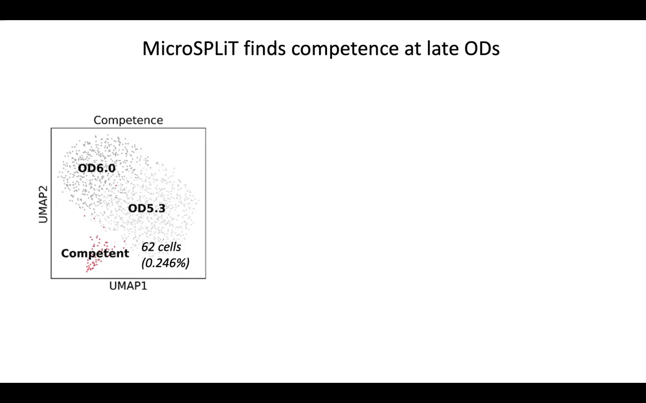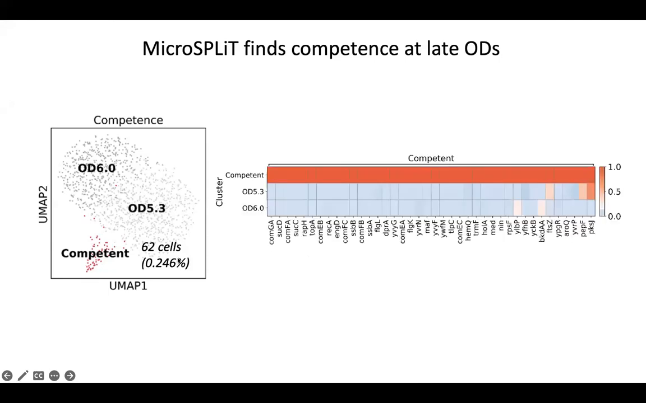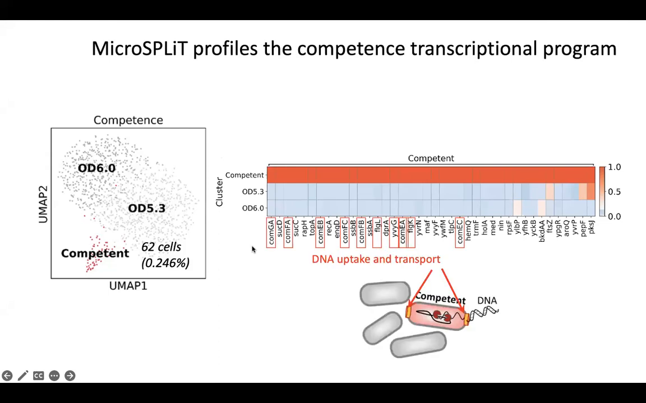That's called subclustering, and it lets us find more fine structure within the samples. Doing this, we actually found this cluster, 62 cells. And when I looked at the signature, I think that was like the best day of my career, because it was a very, very clear signature of competence, starting with comGA, the top gene that turned on in this cluster.